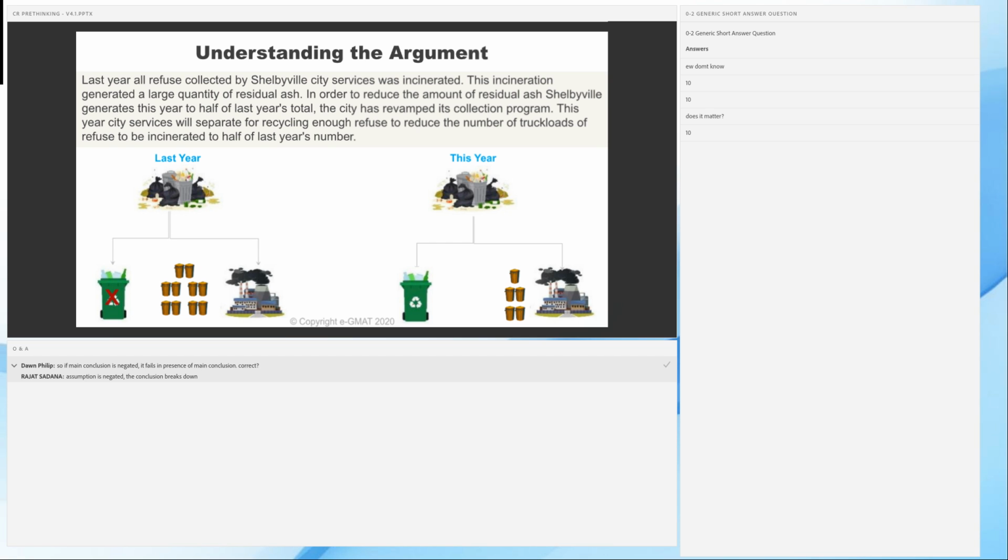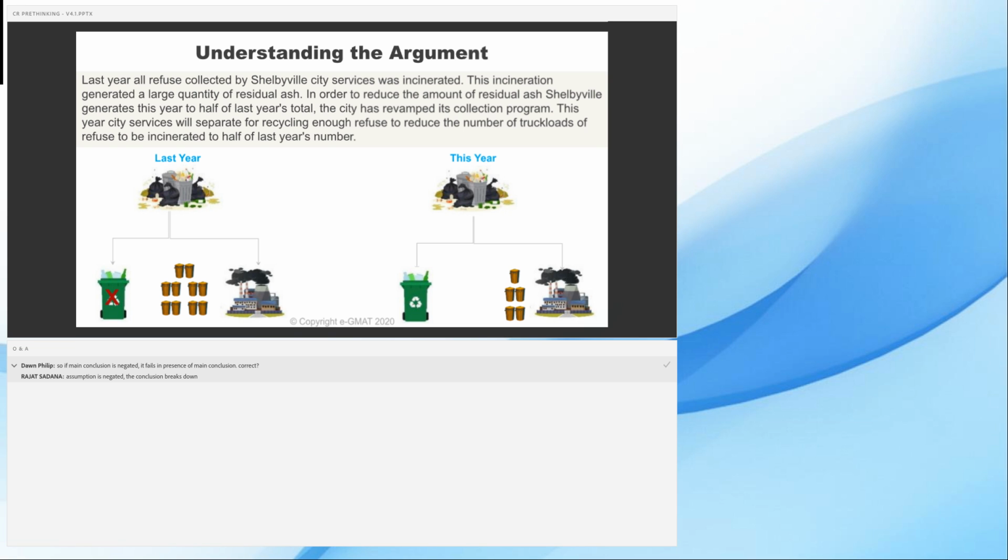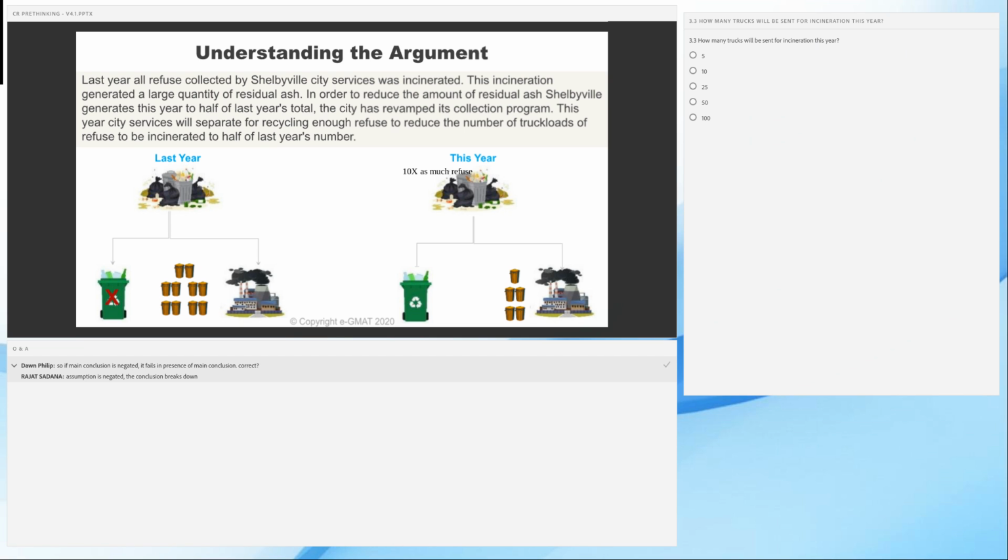Now this year, what are we going to do? We're going to recycle some, and we're only going to send half as many for incineration, correct? So we're going to cut that by half. Now I have a question for you. If this year we collect 10 times as much refuse, how many truckloads do you think we will send for incineration this year? I want you to read the argument and answer this question. If we collect 10 times as much garbage, as per the information given in the argument, how many trucks do you think we will send for incineration?